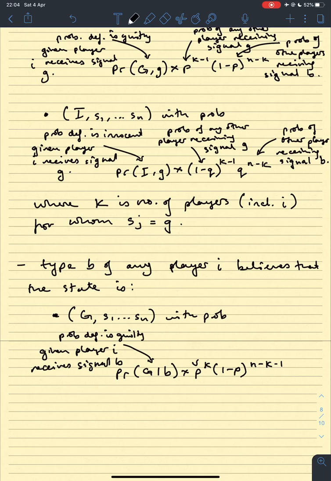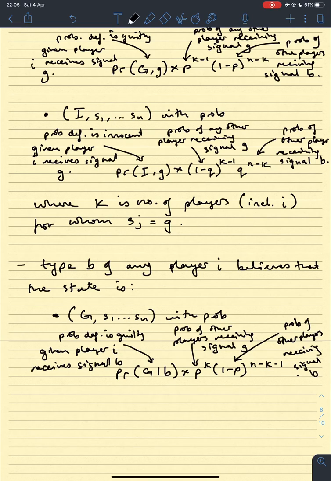and p is the probability of other players receiving signal G, given that the defendant is guilty, and 1 minus p is the probability of other players receiving signal B.